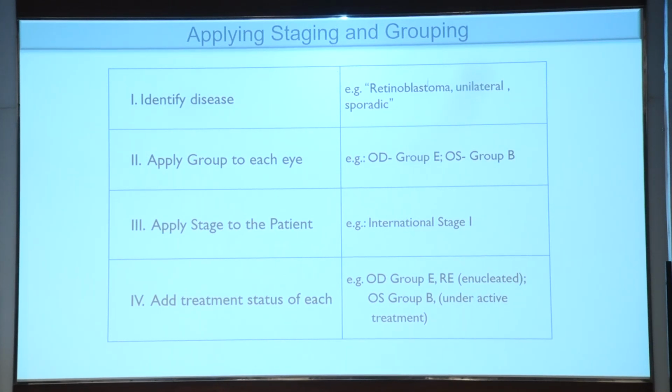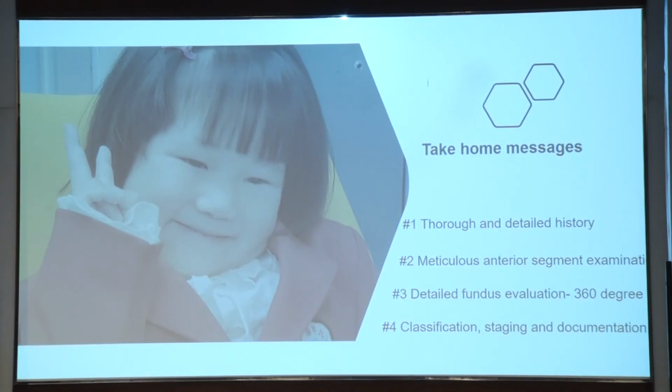So this is exactly how we do it. We identify the disease, we identify laterality, we apply the group, we apply the stage, and then the treatment status in all these patients. A thorough, detailed history is so important, clinical examination is so important, and definitely classification and staging in retinoblastoma is very, very important. Thank you so much.